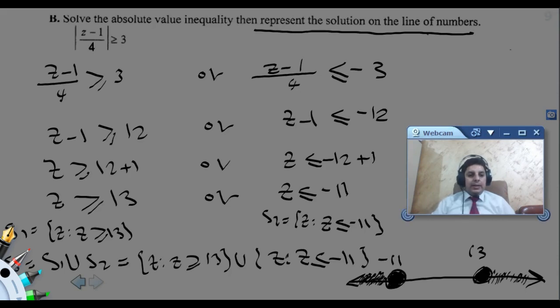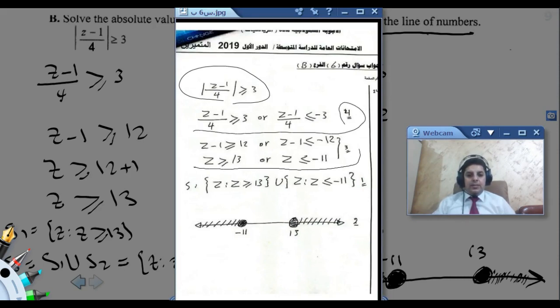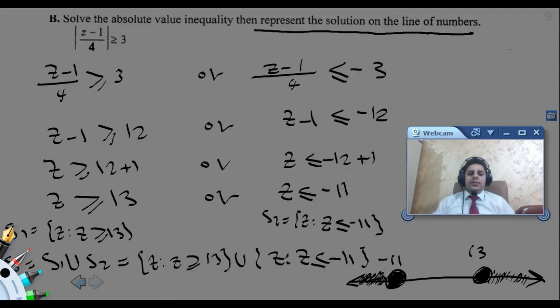Finished. Look at the typical answer of the exam. This step has 4 degrees and this step has 3 degrees, and the final solution has 1 degree, and the representation on the number line has 2 degrees. That is the end of the examination of the first part of mathematics. Thank you for watching.